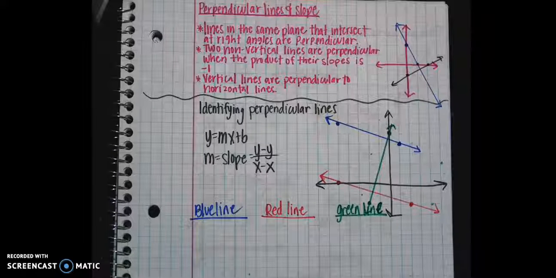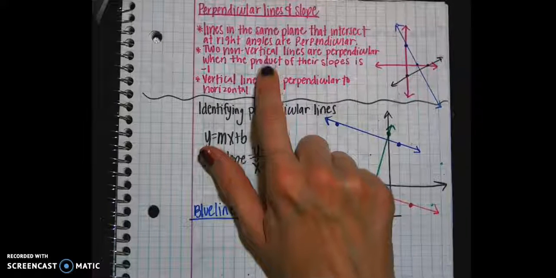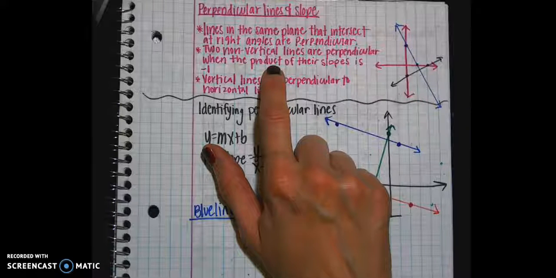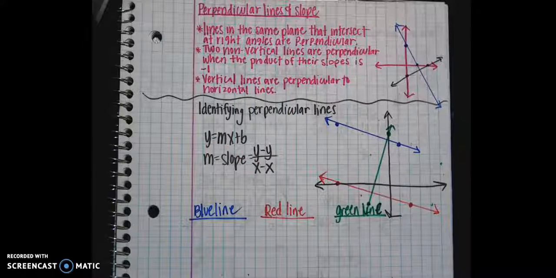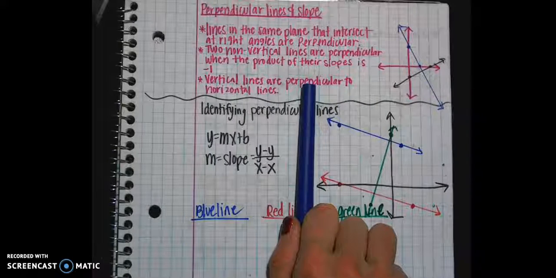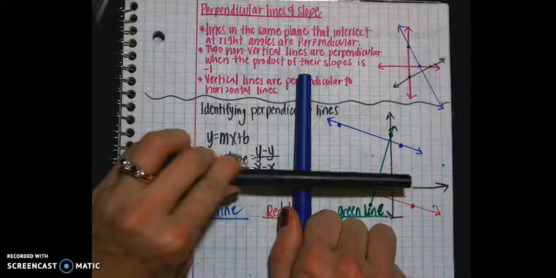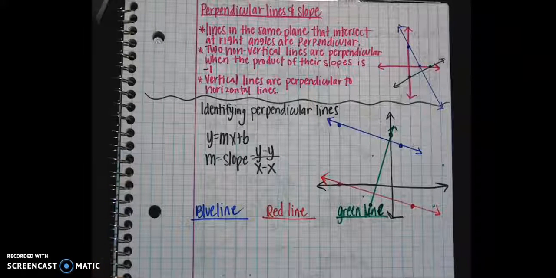So two non-vertical lines are perpendicular when the product of their slopes is -1. So right there, a keyword for you could be product. If you want to highlight it, underline it, make sure you remember that product means multiply. So it says when the product of their slopes is -1. Okay? And then it says vertical lines are perpendicular to horizontal lines. If you guys need a second, freeze it, catch up, and then we will move on.